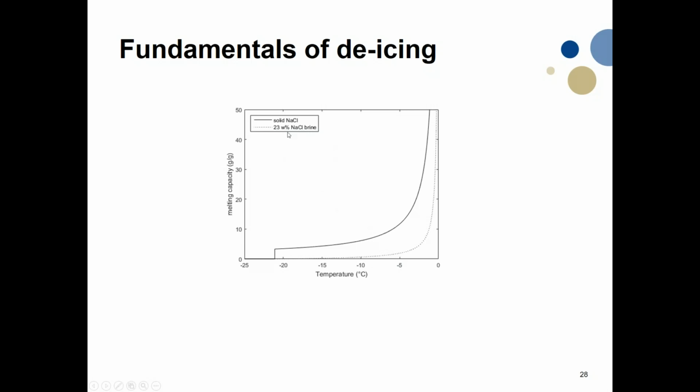And all that water that you used at the garage to make your brine, if you make your brine yourself, all that water could have come from the ice. So that's also a kind of melting capacity which you cannot have, because you have already added the water to the de-icer.